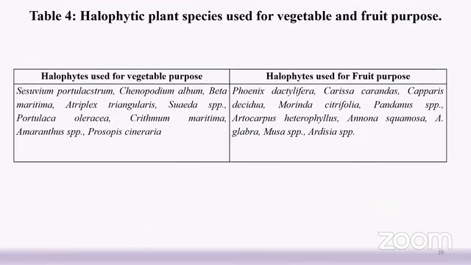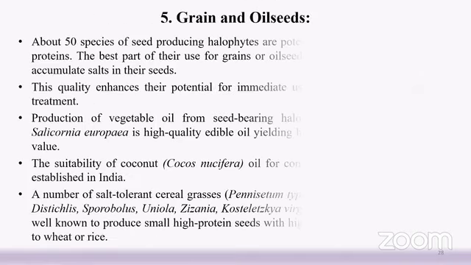These are some halophytic plant species used for vegetable and fruit purposes, like Sesuvium, Chenopodium, Atriplex, Suaeda, Portulaca, Chrysanthemum, Amaranthus, Prosopis. So many of them we are already using, but we don't know that the plants are halophytes. Like for fruits: Phoenix, Carissa, Capparis, Morinda, Pandanus, Artocarpus, Annona glabra, Musa. These are some halophytes used for fruit purposes.